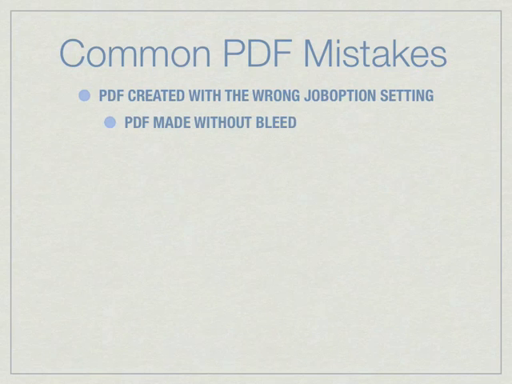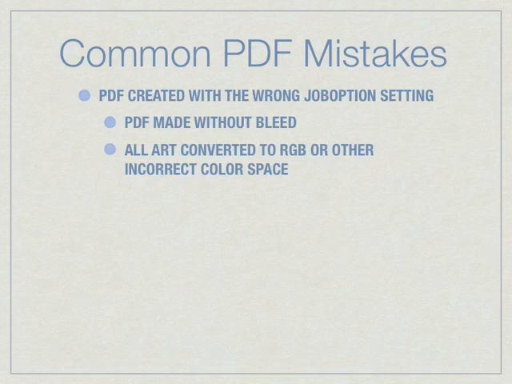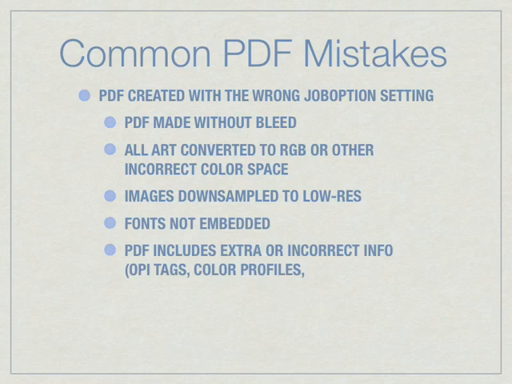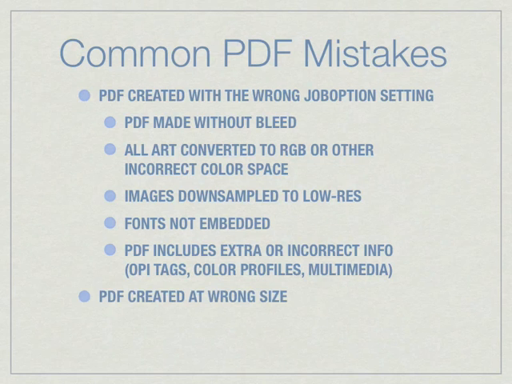It'll come in with all of the art converted into RGB or an incorrect color space. All of the images get downsampled to low res. The fonts are not embedded properly. And the PDF may include extra or incorrect info like OPI tags, Java, color profiles, or multimedia. So it is very important that you choose the correct PDF setting when you're saving your PDF files to avoid any of these issues.